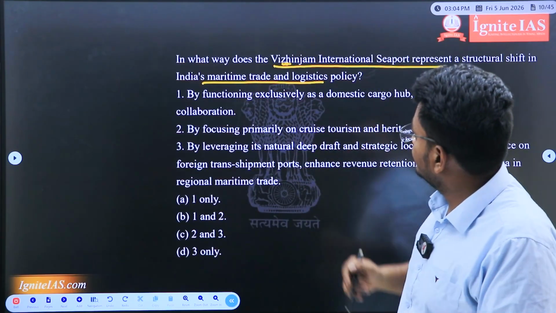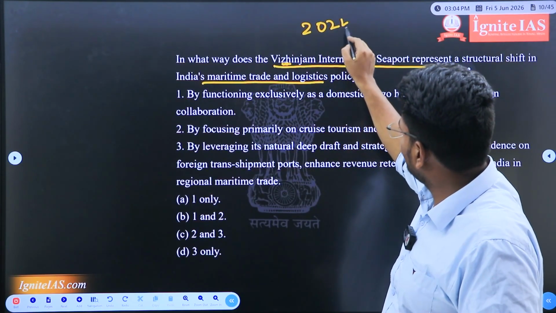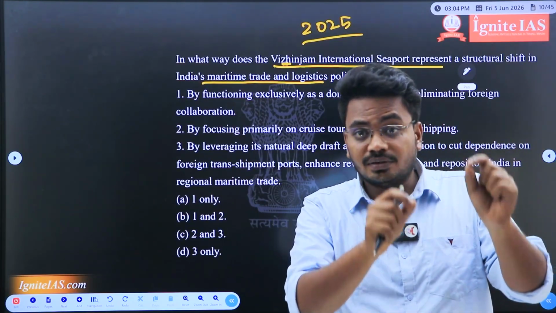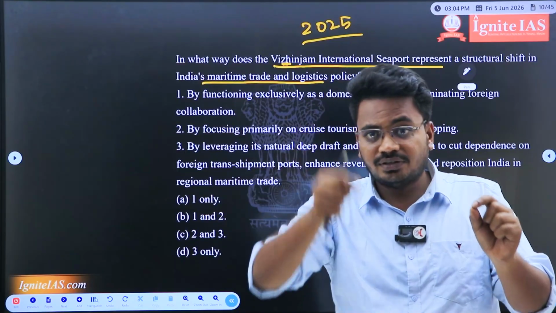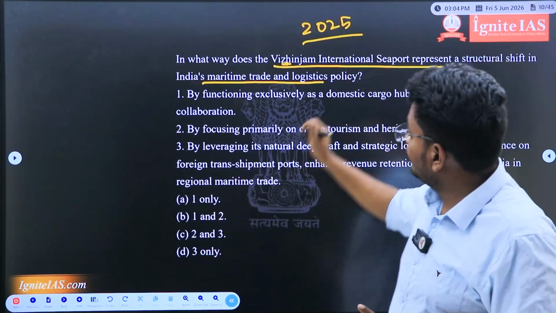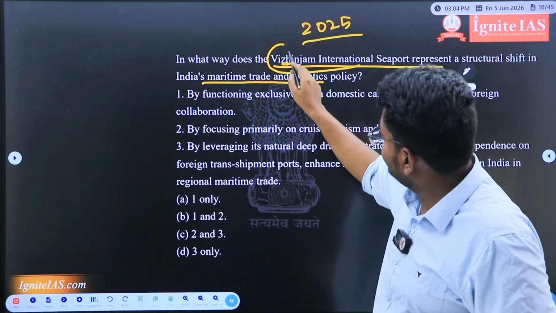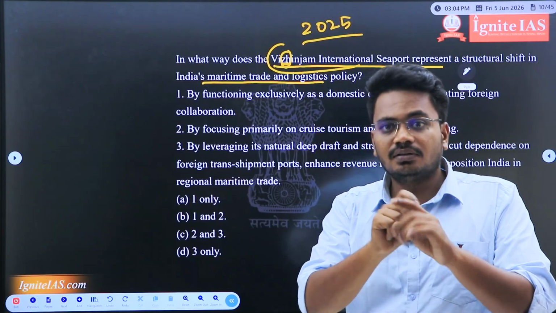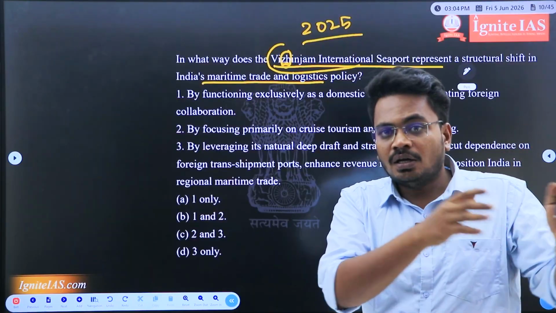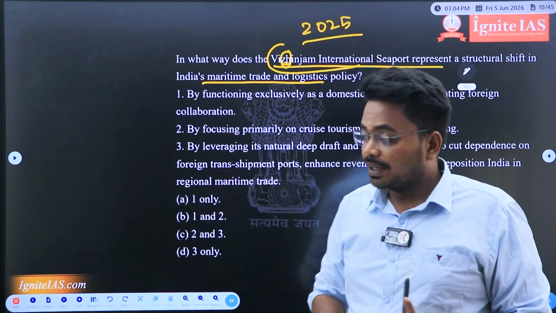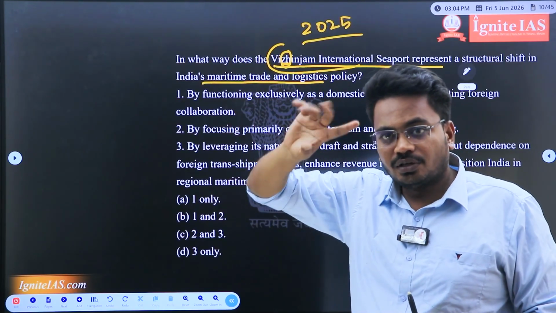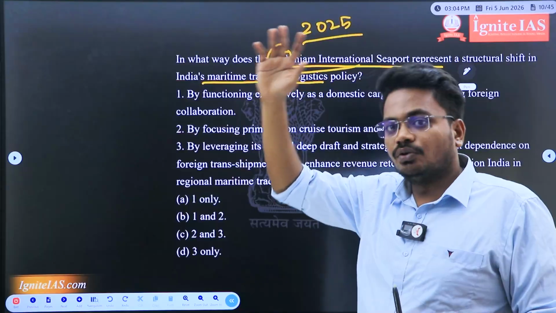This particular Vizhinjam seaport was started in 2025. Since it is in current affairs, and since it is one of the important seaports constructed on the western coast of India, it is worth knowing. Actually, this seaport is in Kerala. Or you can easily say, whenever a word contains the letters ZH, either that word is related to Kerala or it is related to Tamil Nadu. So conceptually, this seaport is on the western coast of India, particularly in Kerala. It was started in 2025.